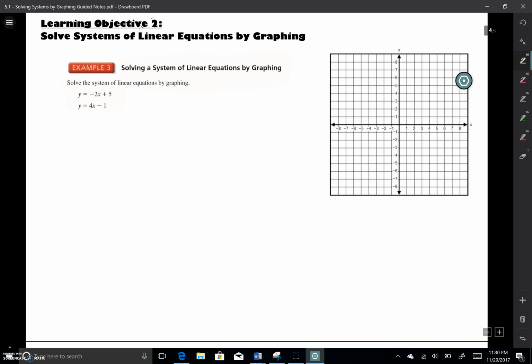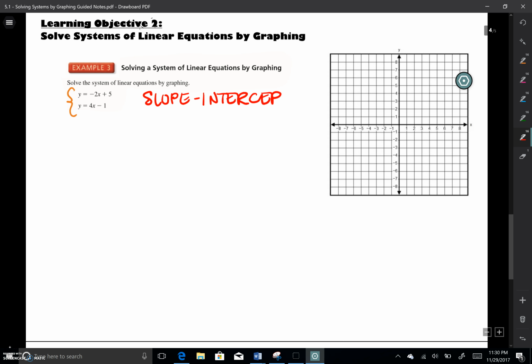So I'm being given two equations here, y equals -2x plus 5, and y equals 4x minus 1. Just like systems of inequalities, the first thing I want to do is make sure these equations are in slope-intercept form. And remember, slope-intercept form is y equals mx plus b. I'm going to write my equations at the top separately here, and then work with them one at a time.